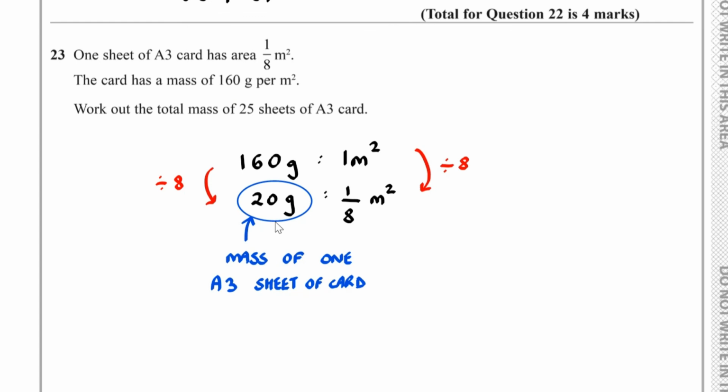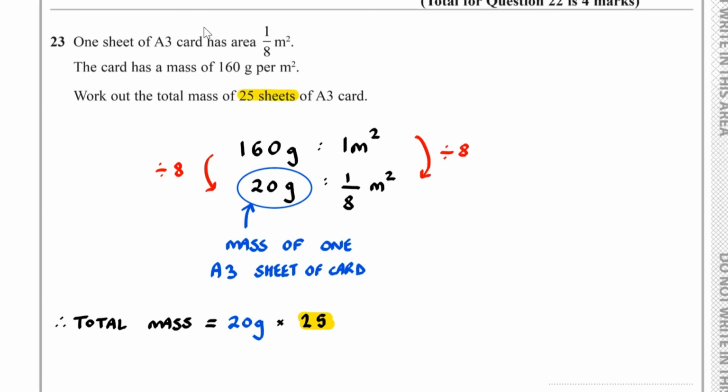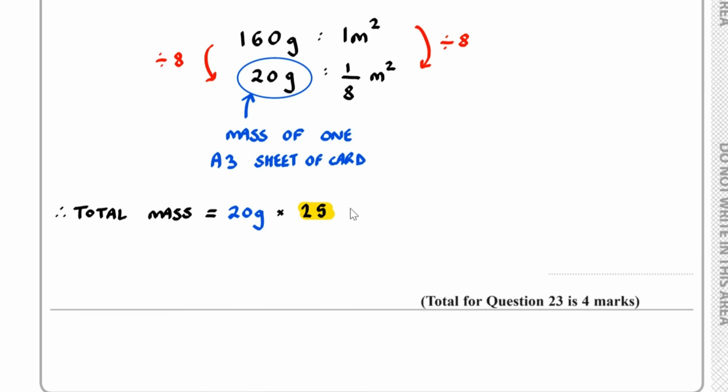Now we've got 25 sheets in total, so the total mass I would have 20 grams multiplied by 25, because I've got 25 sheets. So it turns out we've got 500 grams.